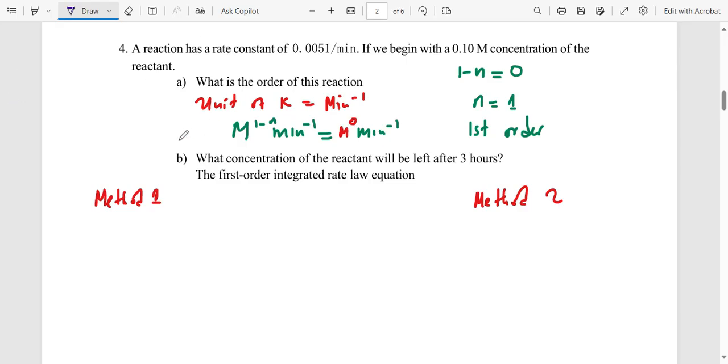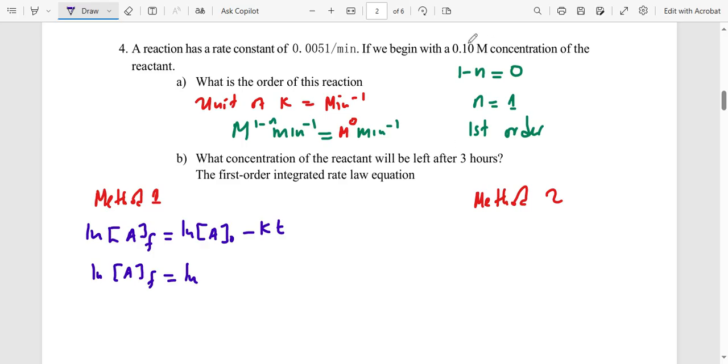Remember, this is the first order reaction, so you need to know the integrated rate law for a first order reaction. And how do you find that? For first order reaction, natural log of the final concentration is equal to natural log of the initial concentration and then minus kT. Or we could have said natural log of the final concentration is equal to negative kT plus natural log of the initial concentration. It's the same thing. The final concentration is what we're trying to look for, so we'll say natural log of the final concentration. This will be equal to natural log of the initial concentration. The initial concentration is 0.1.